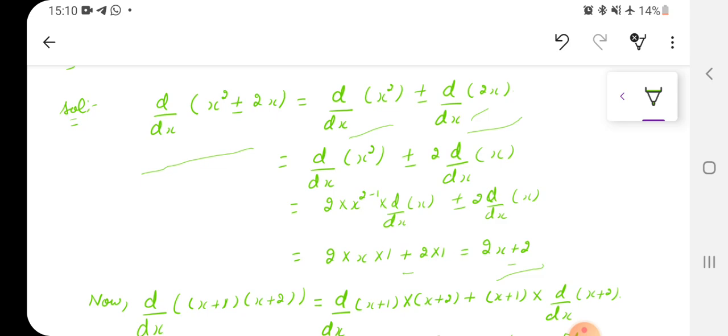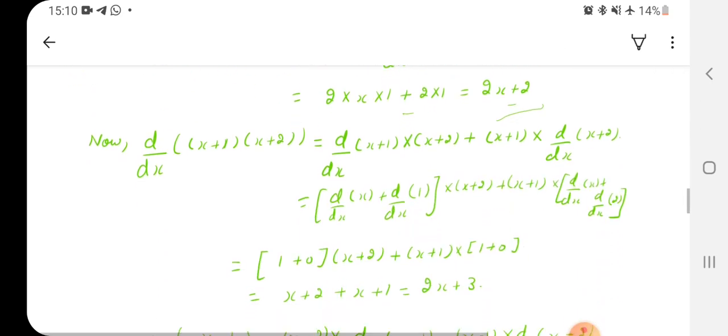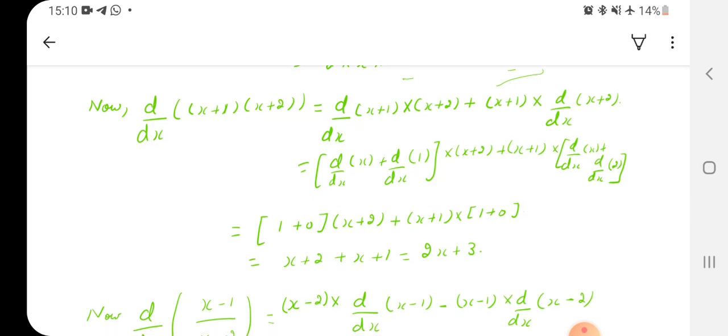So it will be 2x plus minus 2. Next we are going to find the derivative of (x plus 1) into (x plus 2). Now as the product rule says, derivative of first function into second as it is plus first as it is into derivative of second function. So now derivative of first function x plus 1 into second as it is plus first function as it is into derivative of second.